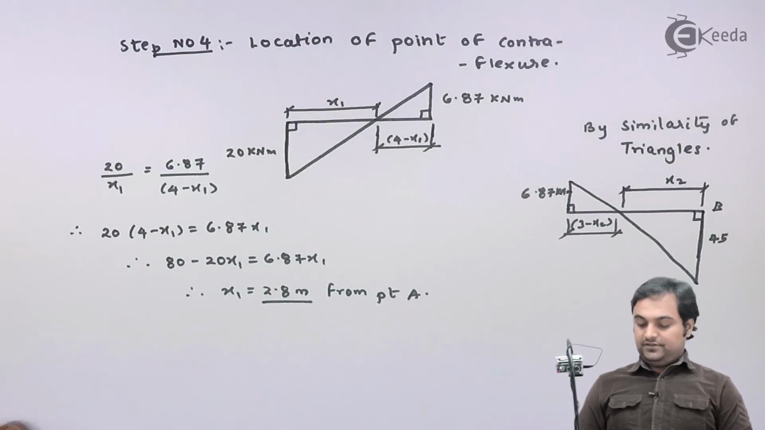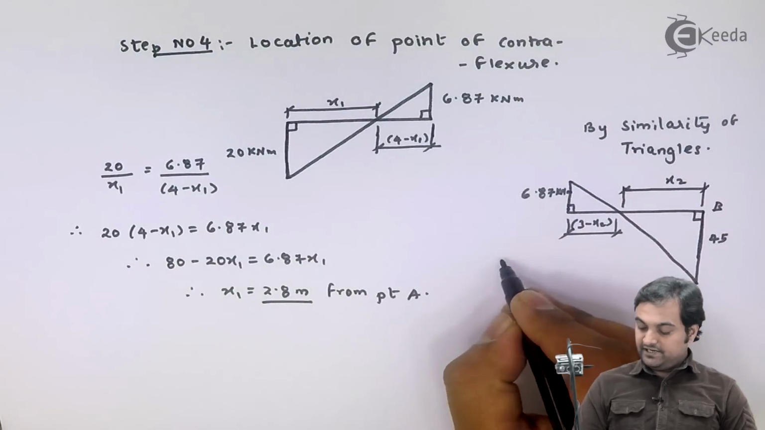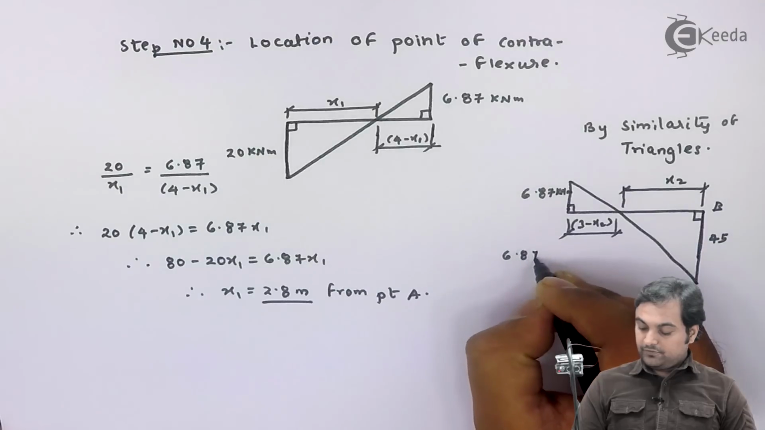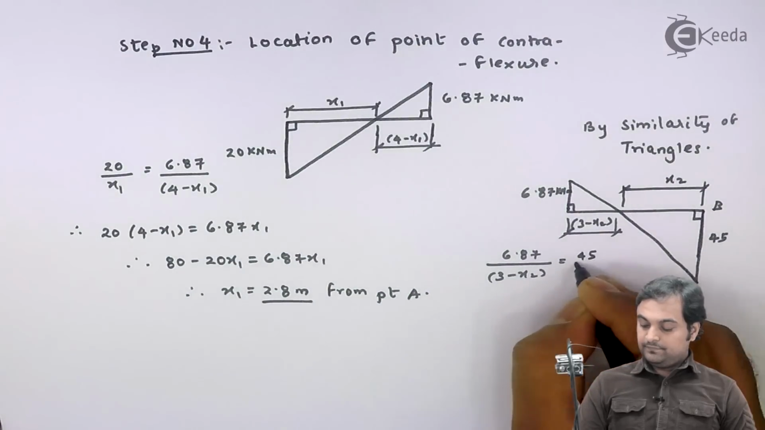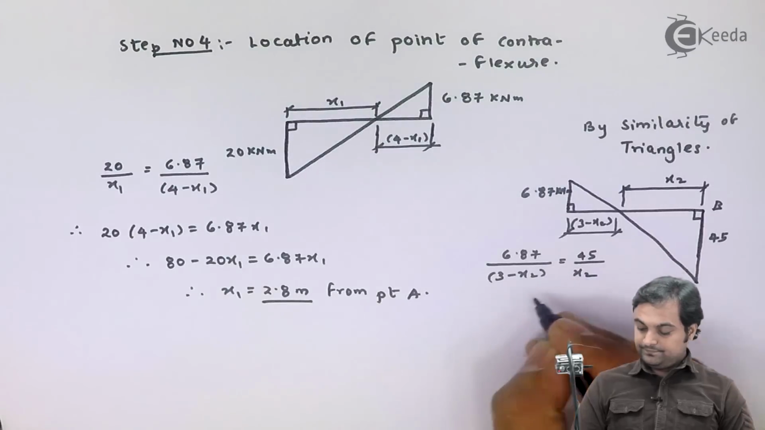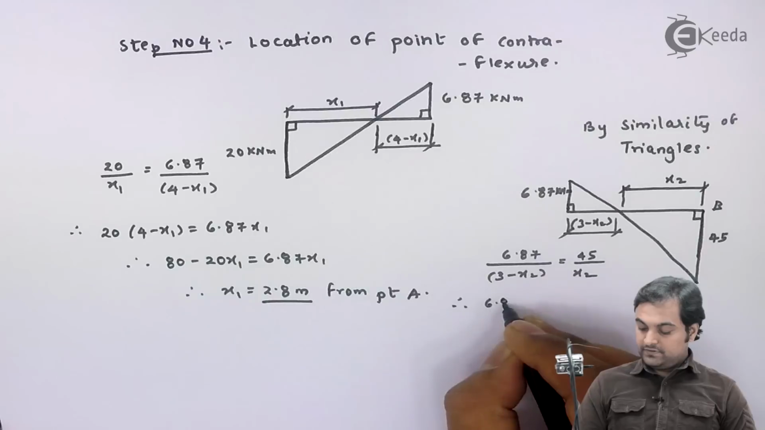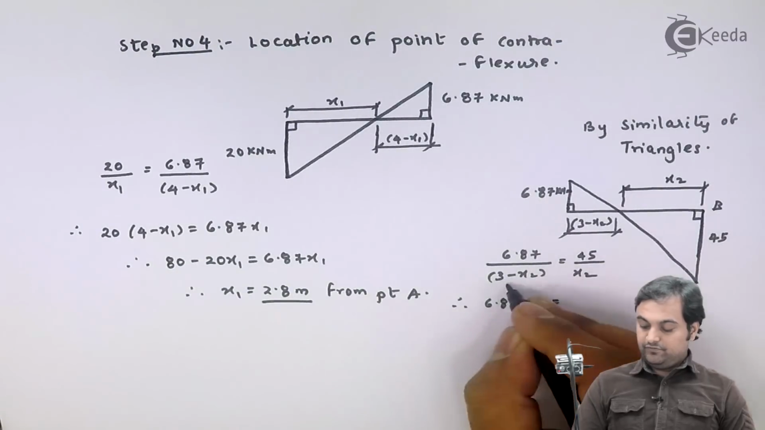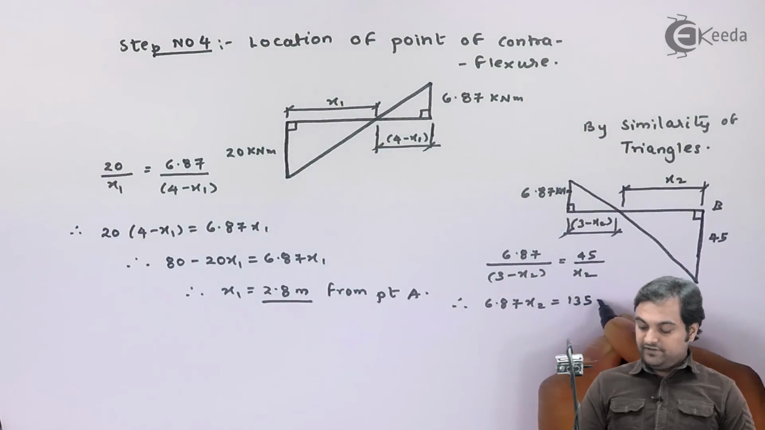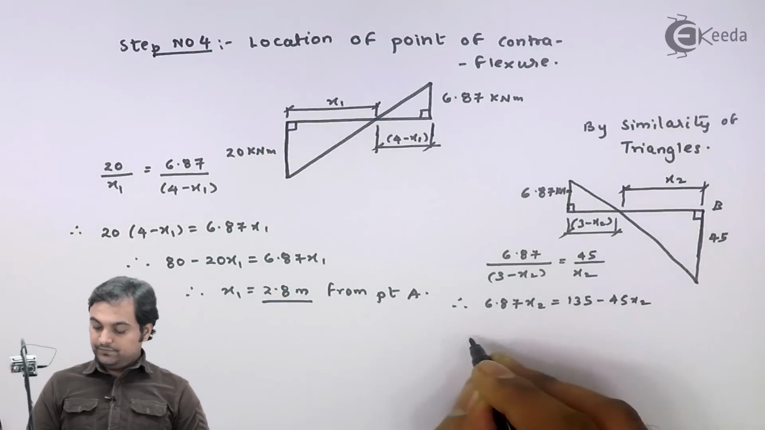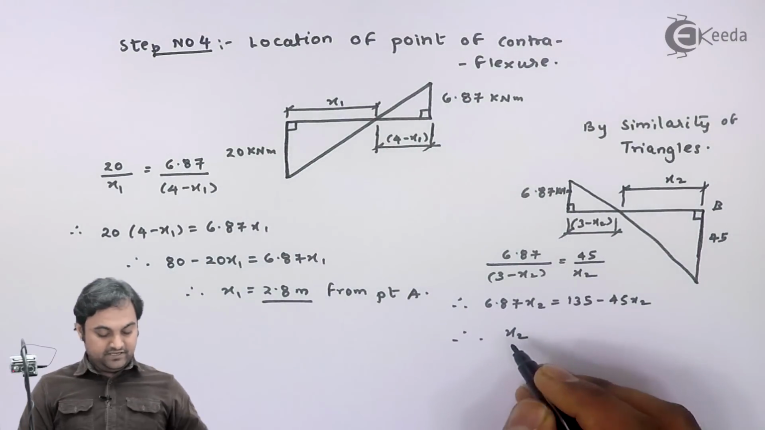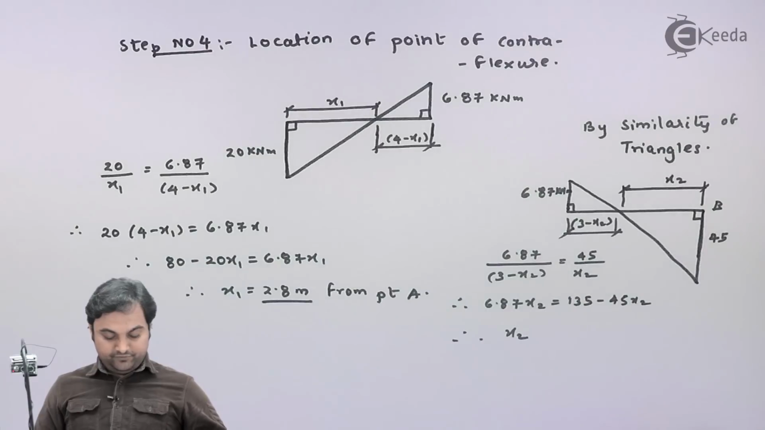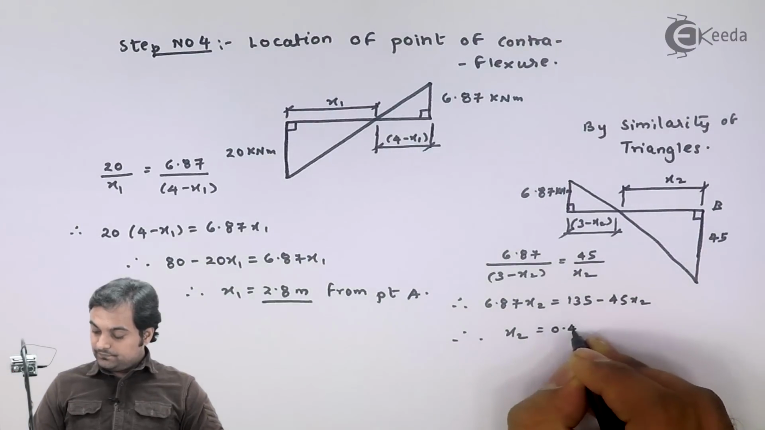Now again by similarity of triangles, if I take height of smaller triangle upon base of smaller triangle is equal to height of bigger triangle upon base of bigger triangle. So therefore here I have 6.87 x2 is equal to 45 into 3, 135 minus 45 x2. I will bring the x2 term on one side, the number on one side, and calculating this part, I will get my x2 value as 0.4 meters from point B.